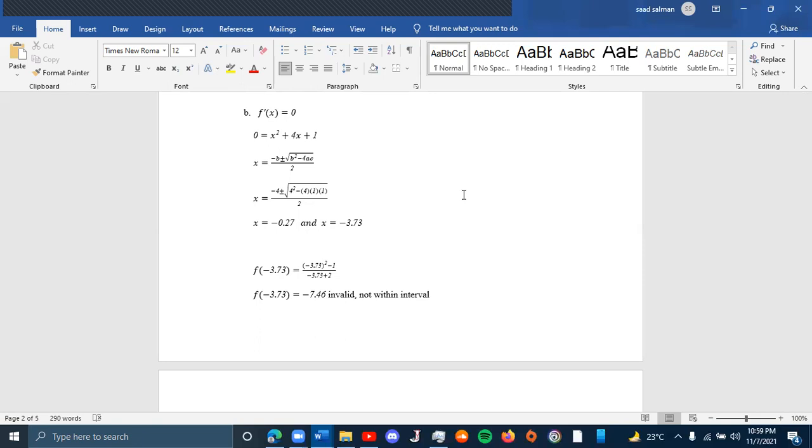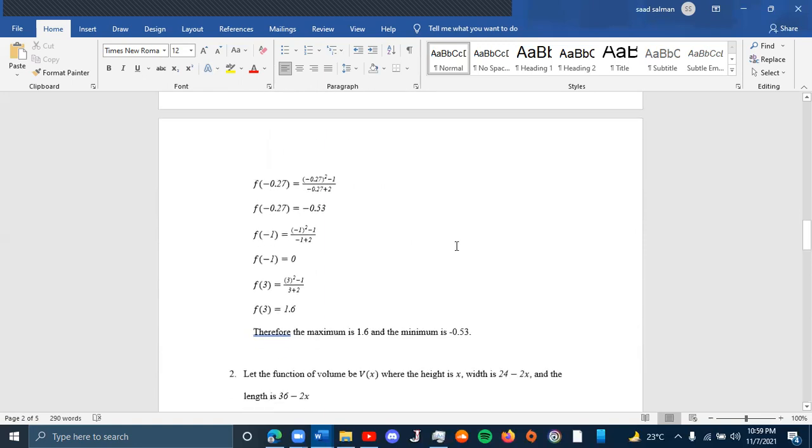We'll substitute f of minus 3.73, which is (minus 3.73 squared minus 1) over (minus 3.73 plus 2). So f of minus 3.73 gives us minus 7.46, which is invalid, not within the interval. Now we'll substitute minus 0.27 into the equation, which will give us minus 0.43.